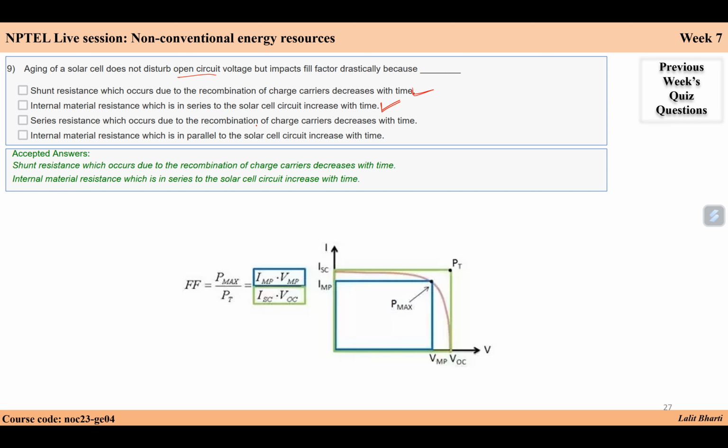The third option is series resistance, which occurs due to the recombination of charges and decreases with time. That is incorrect. And the fourth says internal material resistance will increase with time while being in parallel to the solar cell. It is not in parallel to the solar cell; it is in series. So the material resistance is in series. So options first and second are correct.